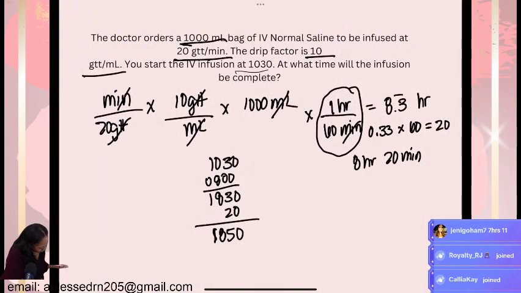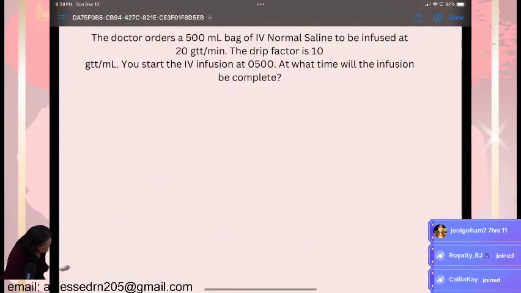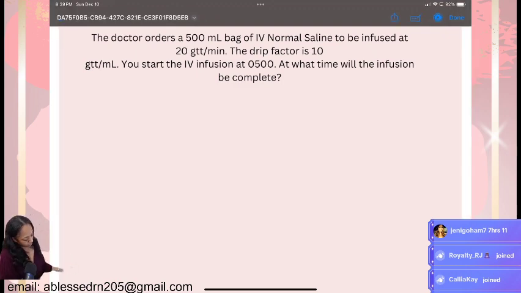I think we just did that one. This one's already done. Let's see. Okay, this one's got a GTT one. Doctor orders 500 ml bag of normal saline to be infused at 20 drops per minute. The drop factor is 10 drops per ml. You start the infusion at 5 o'clock in the morning. At what time will the infusion be complete?